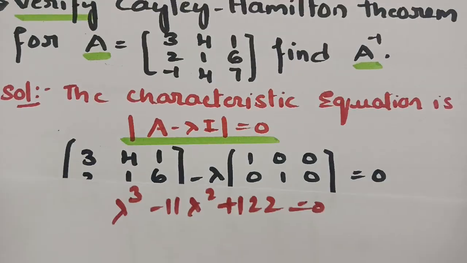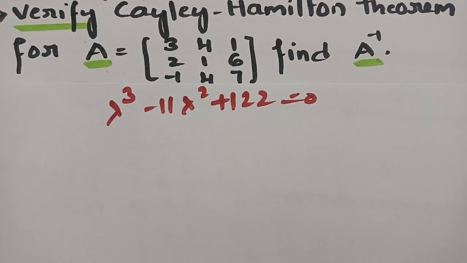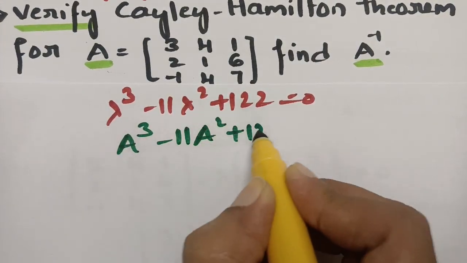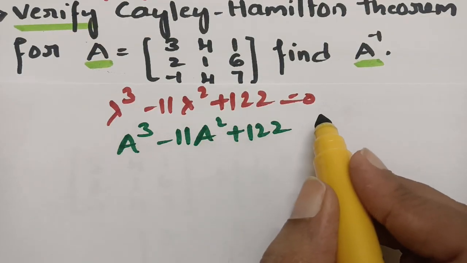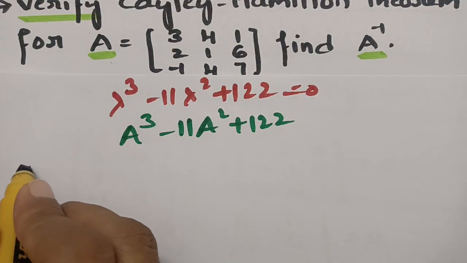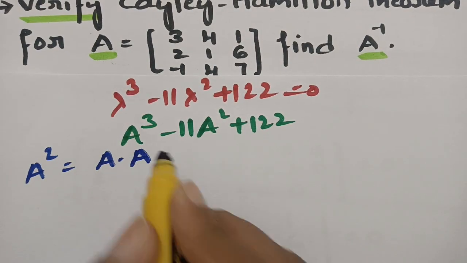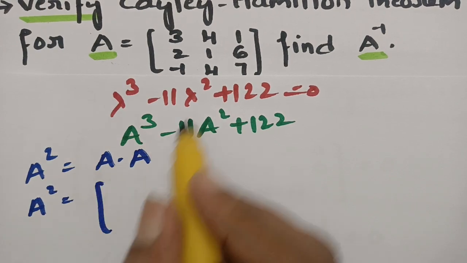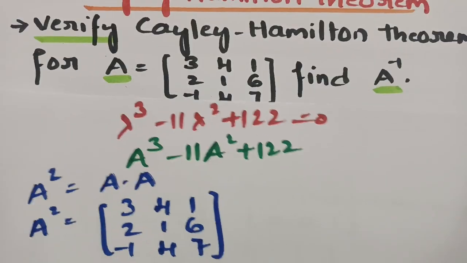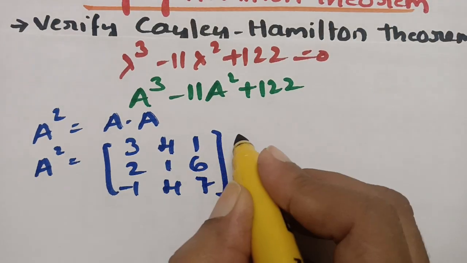So in this, if I substitute the value A, what is our A here? If I substitute A, this is going to become A cube. I'll check whether it satisfies or not. In place of lambda, if it satisfies, it should be equal to 0. So first I need the value of A cube as well as A square. For finding A square, the value is A into A. So A square is nothing but, what is our A value? This value is 341, this is 216, this is minus 147. Clear?